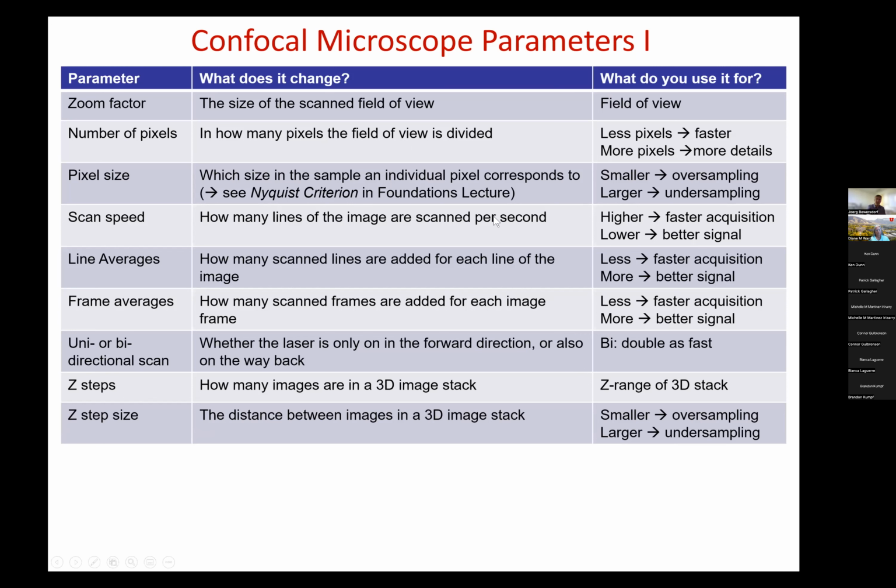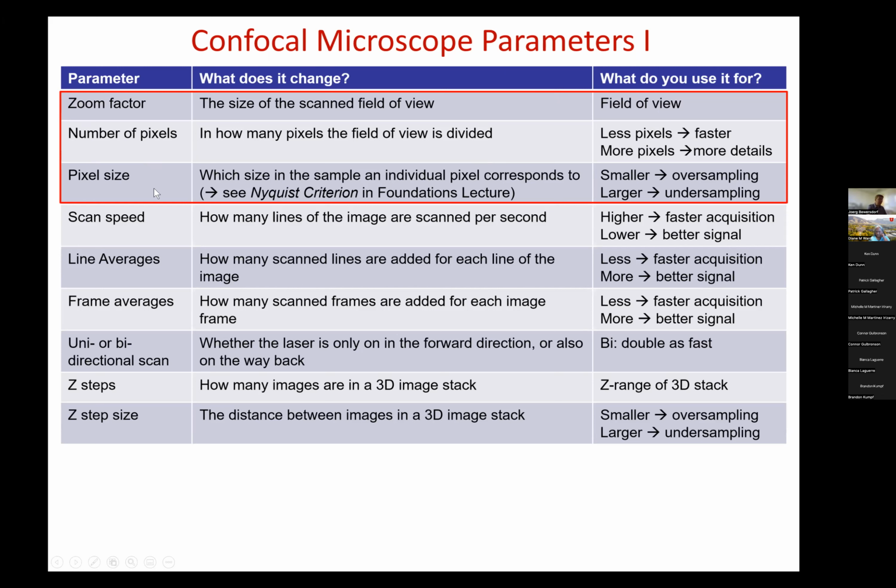The first group of parameters I want to talk about are these first three factors. You as a user have control over at least two of these three. You can determine the zoom factor, which determines the size of the scanned field of view, and that you use to adjust the field of view. And you can also tell the microscope how many pixels you want in that field of view. So in how many pixels do you divide that field of view? If you want to image more quickly, you choose fewer pixels. If you want more detail in your image, you choose more pixels.